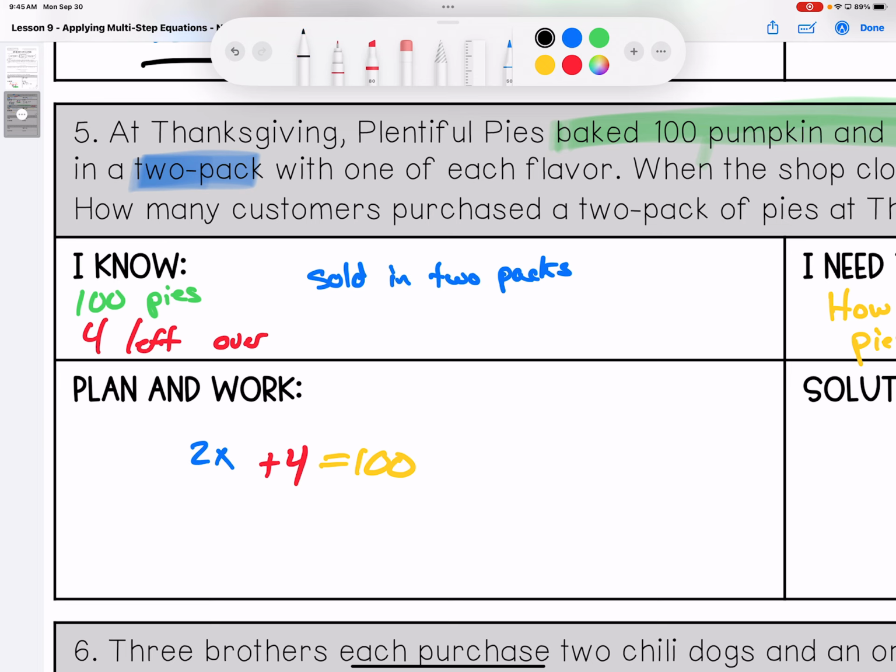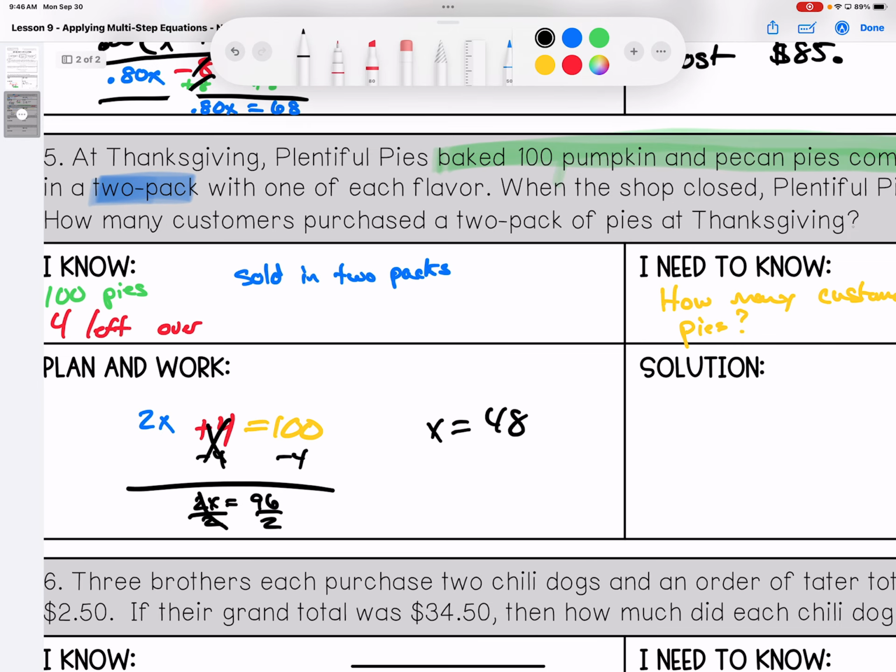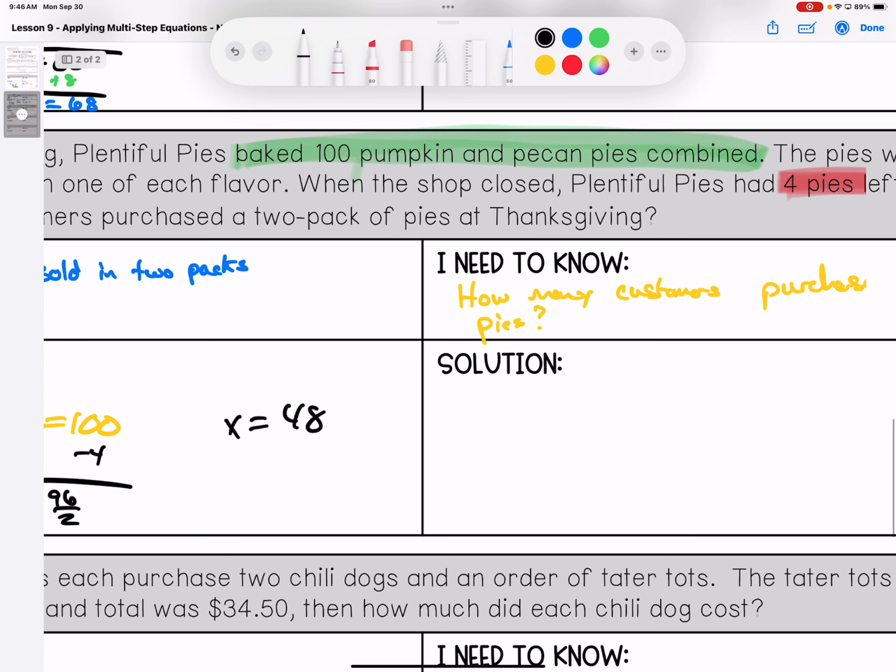All right, so now we just work it out, minus 4, 2x equals 96, divide by 2, and x equals 48. And the solution is Plentiful Pies had 48 customers buy pies.